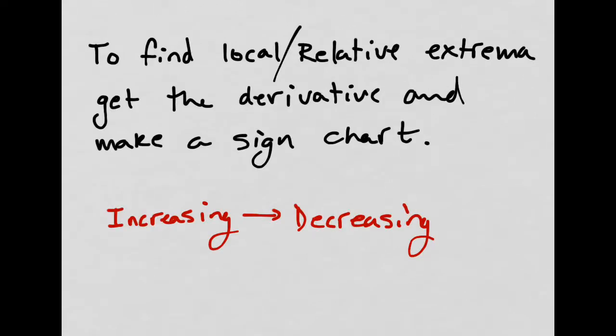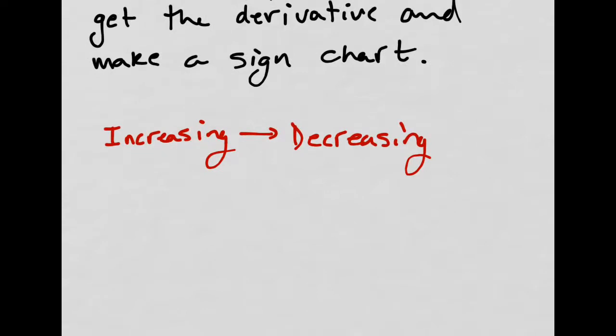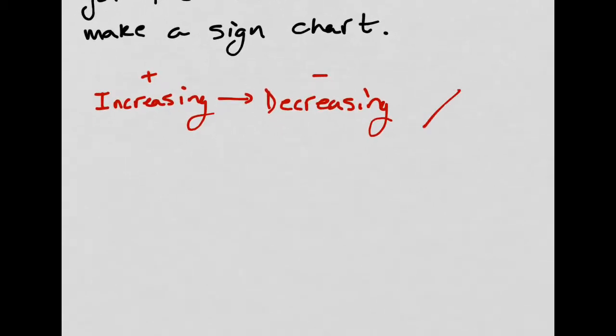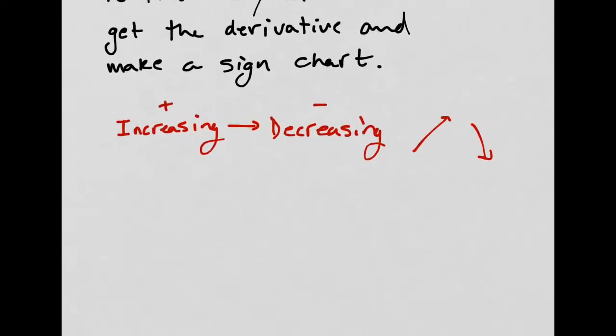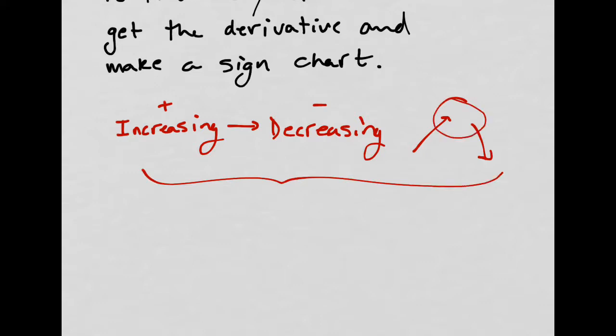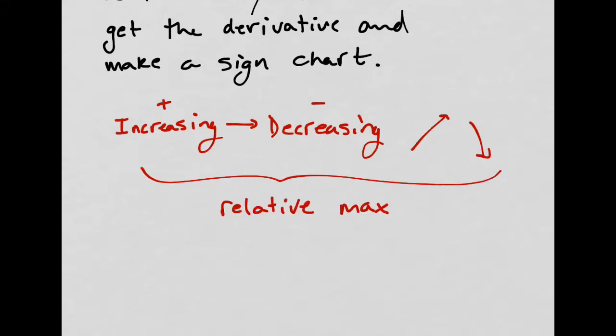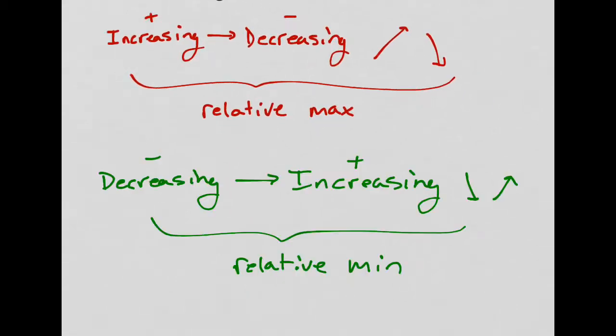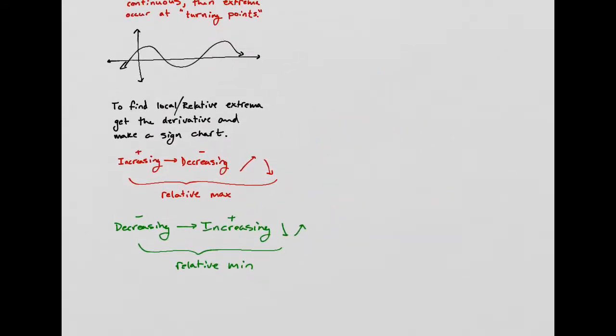So let's write that down real quick. To find a local or relative extrema, you get the derivative and make a sign chart. If your function goes from increasing, meaning positive derivative, to decreasing, negative derivative, that would look like going up and then going back down. That's a turning point. Increasing to decreasing corresponds to a relative maximum. And if you have it the other way around, going from decreasing, which means negative derivative, to increasing, positive derivative, then of course it's going to be a relative minimum. So those are really the rules.